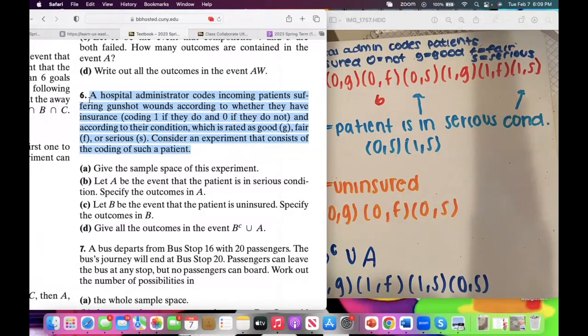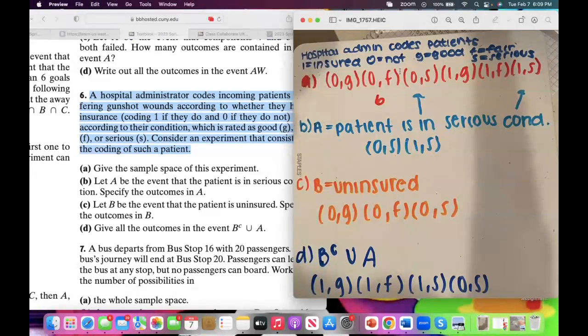What's the question? So first, the question's asking for the sample space of the experiment that I described. So the sample size is 6 because there's 6 possible combinations of insured or not insured, and then good, fair, serious. You could also do 2 times 3 because there's 2 in each of them.